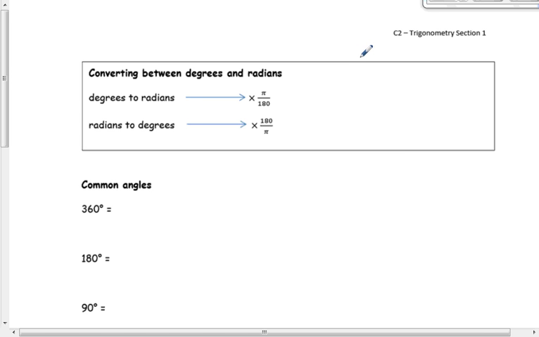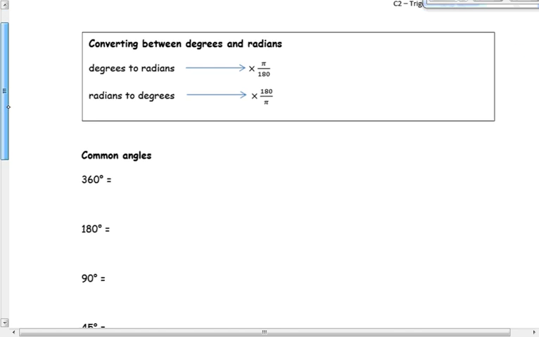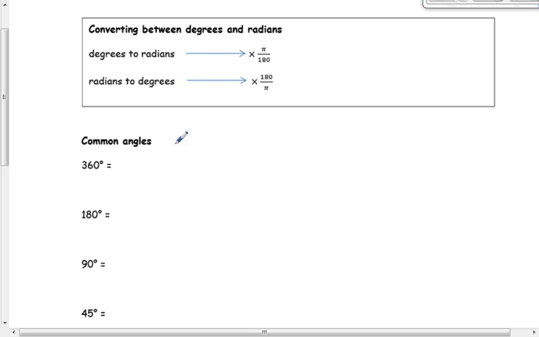C2, Trigonometry, Section 1, Converting Degrees and Radians. So, here are the common angles that you'll probably need to know off by heart, but knowing how to convert the angles can help you if you forget.